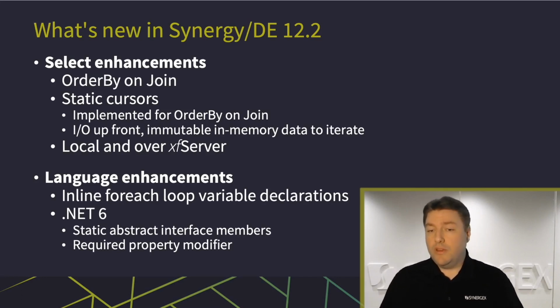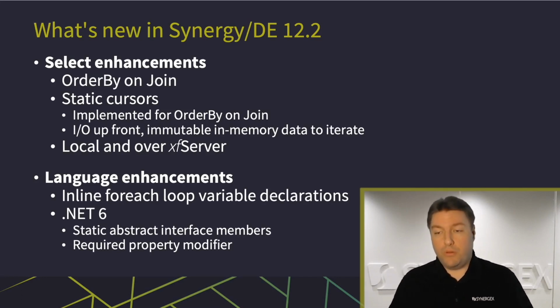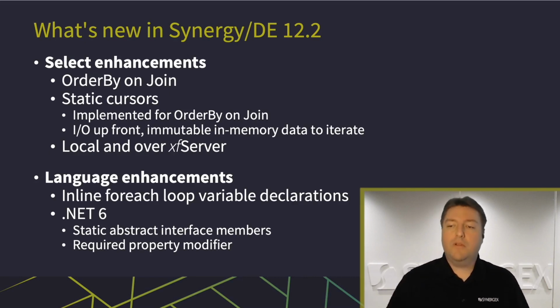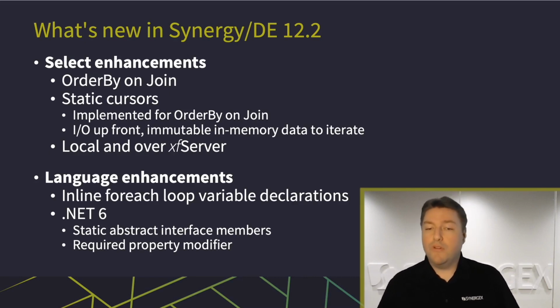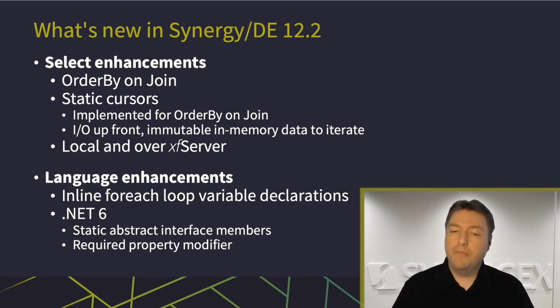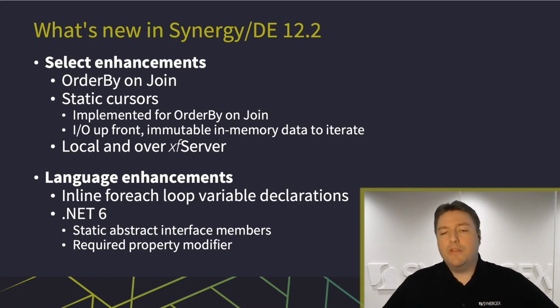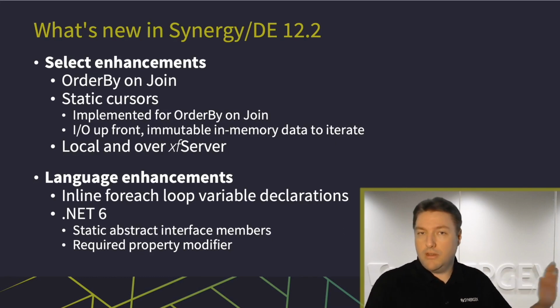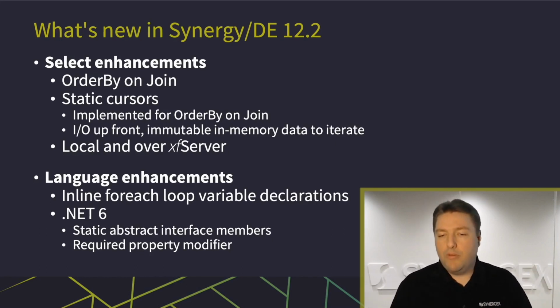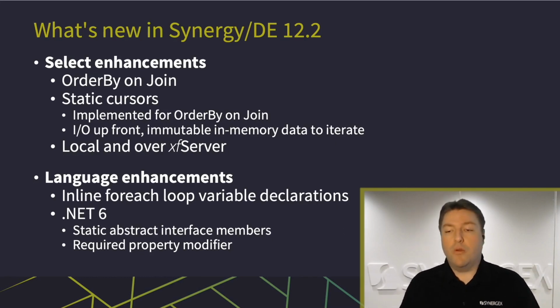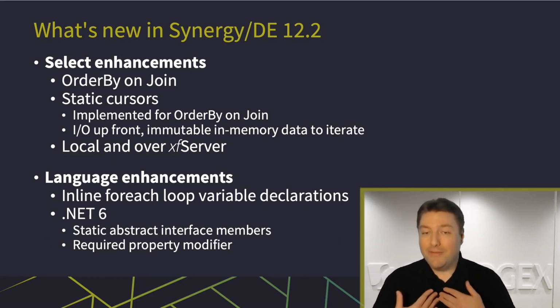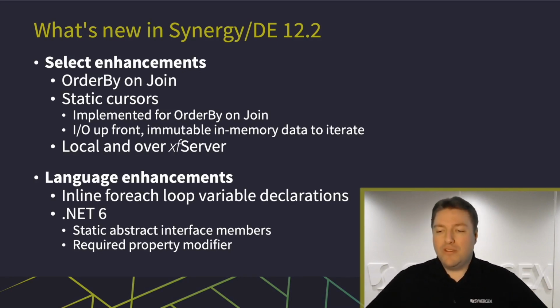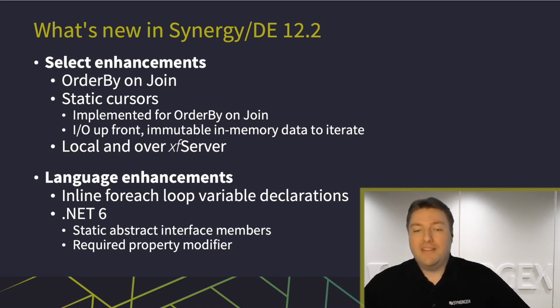It is notable that both these features are supported both locally and over xfServer, but your xfServer must be version 12.2 or greater. The 1003 build also introduced our initial support for .NET 6, but we'll get into that more later. On the language side, we finally added support for inline variable declaration of your iterator on for each loops. This is a feature that I've wanted forever, and will remove some of the clunkiness from the for each syntax.